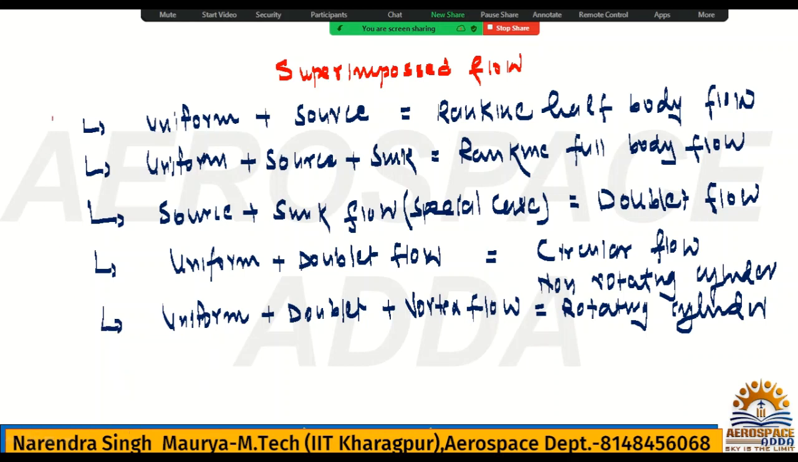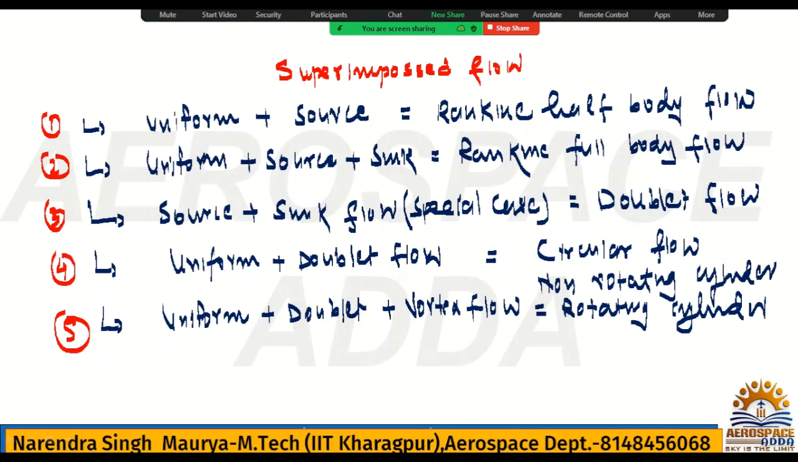Okay, so first we'll see one by one what is the source flow, what is the uniform flow, what is the source, what is the sink. Then we'll go for the combined flow. I mean, we'll go for the superimposed flow. One by one we'll see. All right.